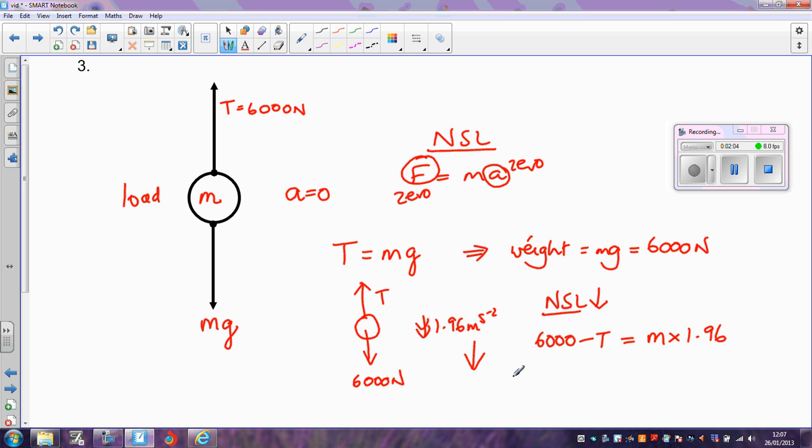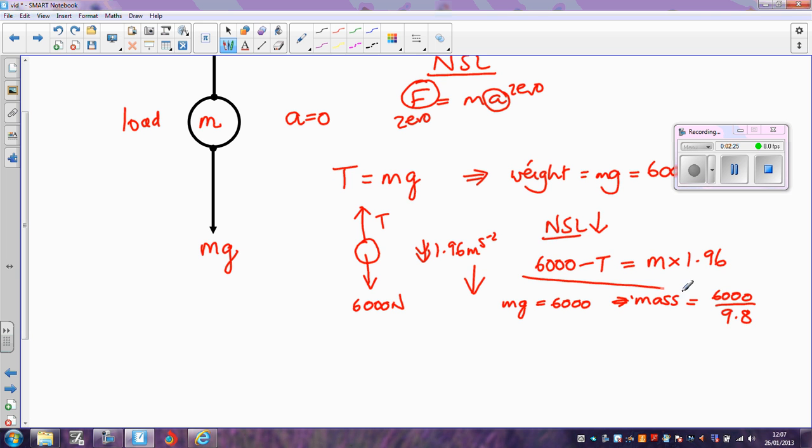Now, how could we work out the mass? Well, we know that the weight, mg, is equal to 6,000. In other words, the mass of the load is going to be 6,000 divided by g, in other words, divided by 9.8. So I can now use the fact, if I just go back into this expression here, I know that 6,000 minus T is equal to 6,000 over 9.8 multiplied by 1.96, and I'll leave you to finish it off.